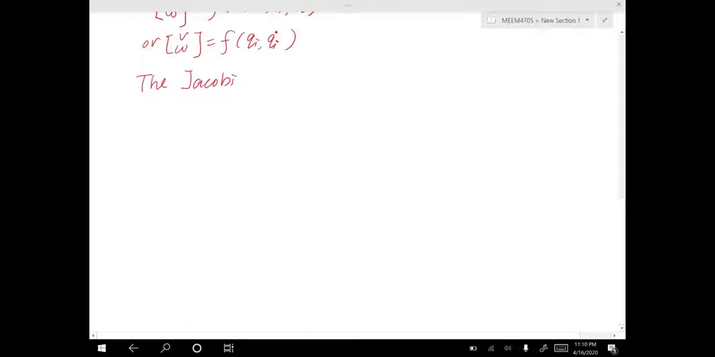So what is that? By definition, the Jacobian is a matrix for calculation. Okay? So simply speaking, it is a matrix for calculation. So what is this matrix?